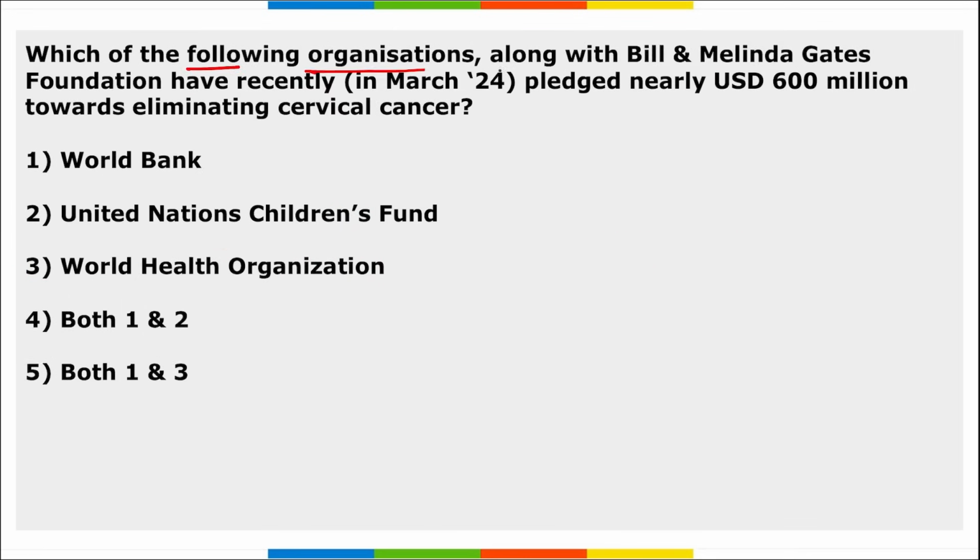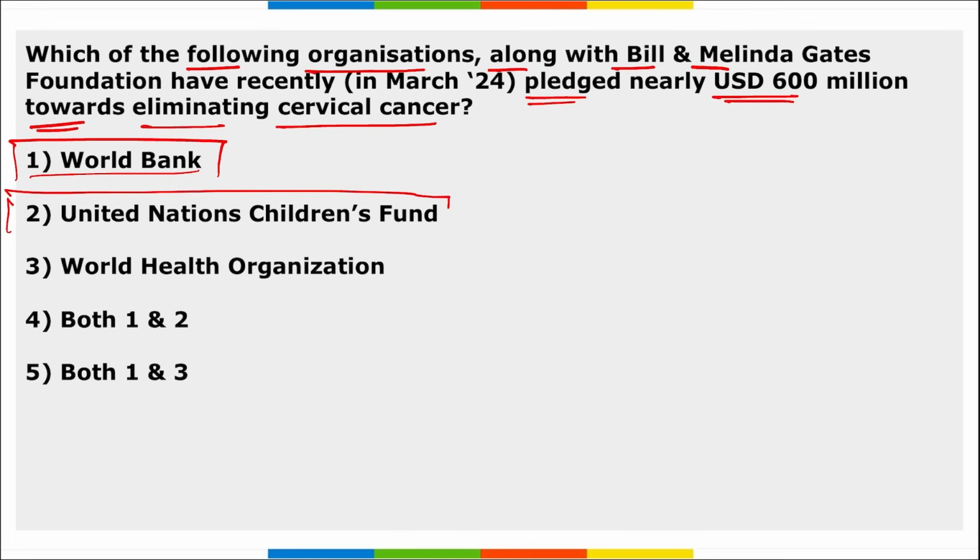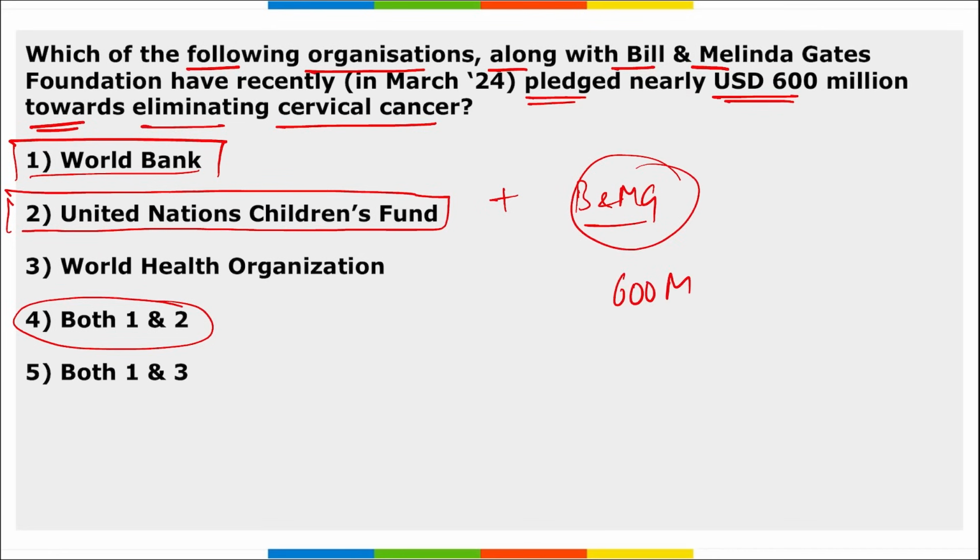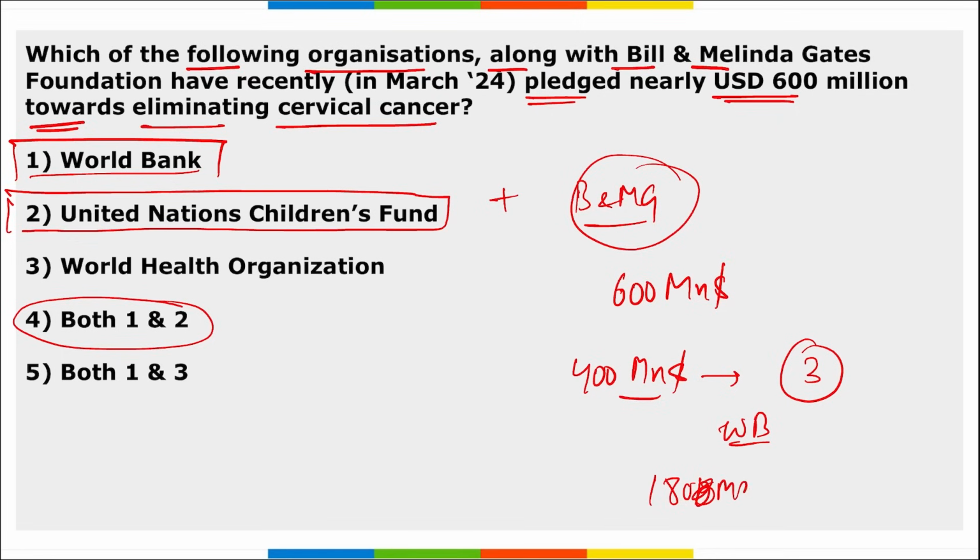Next, which of the following organizations along with the Bill and Melinda Gates Foundation have recently pledged nearly $600 million towards eliminating cervical cancer? It is World Bank and UNICEF. Correct? These two organizations, along with the Bill and Melinda Gates Foundation, have pledged nearly $600 million for eliminating cervical cancer. The funding includes $400 million over 3 years by World Bank, and the rest $180 million from the Bill and Melinda Gates Foundation.